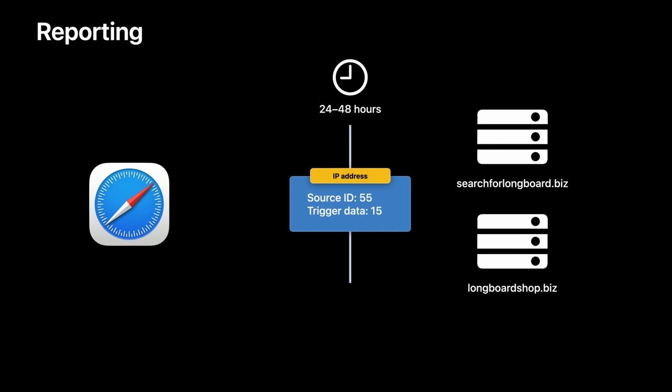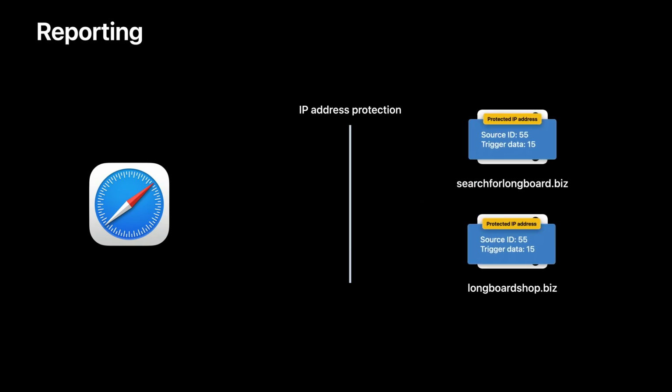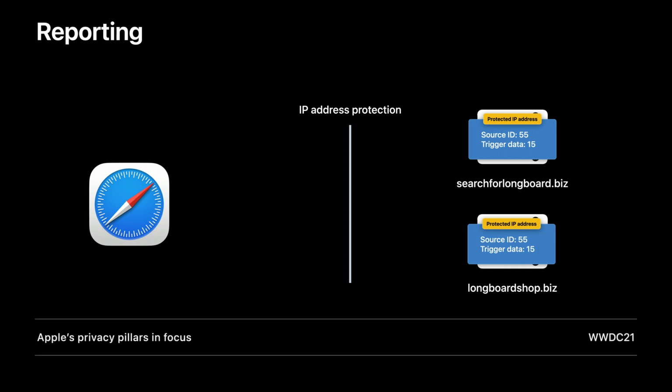As of iOS 15 and macOS 12, these reports also have IP address protection, which is crucial to prevent fingerprinting. You can find out more about IP address protection in Apple's Privacy Pillars in Focus WWDC session.